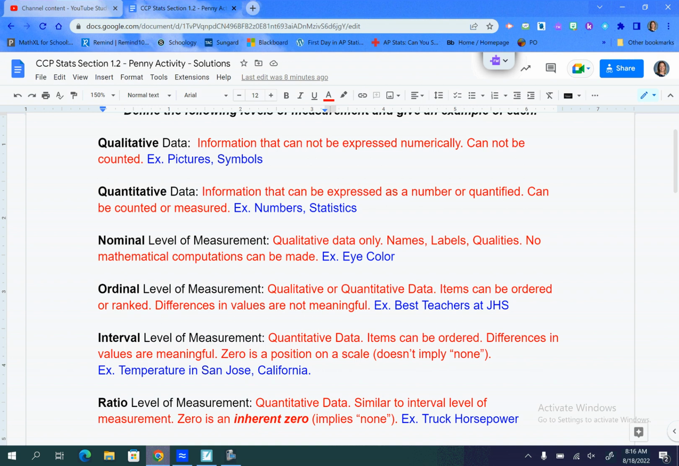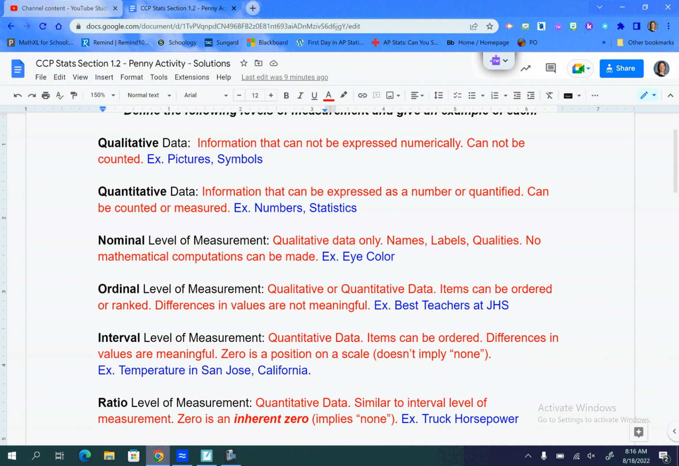It doesn't mean none. So like when we say years, if I say year 0, it doesn't mean there was no year. It means it was just a position on the scale. There were years before it and there were years after it. Or temperature. If I say 0 degrees Fahrenheit, it doesn't mean there was no temperature. It just means it was a position on a scale, and you could be warmer or colder than that. So temperature is a common example. Anything that has to do with years is a common example of interval level of measurement.